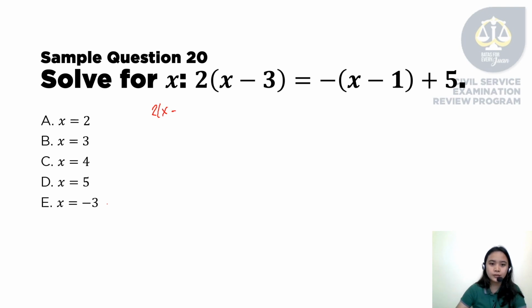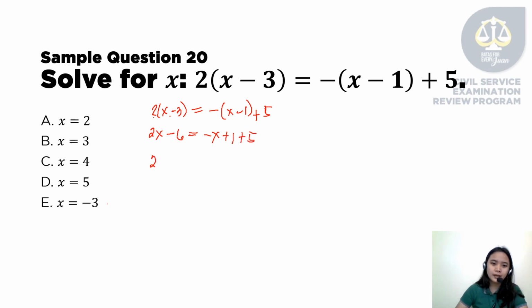So, sulat lang natin yung equation natin. Dito sa equation natin, ginagamit pa rin natin syempre yung PEMDAS sa pagsosolve ng equation. So, tanggalin natin yung parenthesis. So, distribute natin yung constant dun sa labas ng parenthesis. 2 times x ay 2x. 2 times -3 is -6, which is equal to yung equal sign natin. Negative of x ay negative x. Negative of -1, meron tayong positive 1 plus 5.